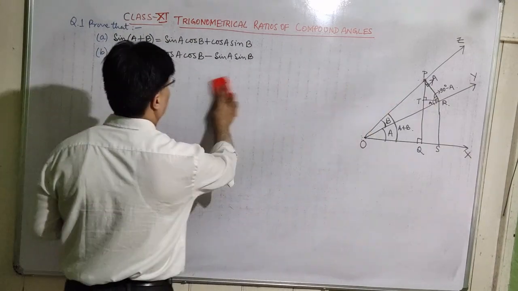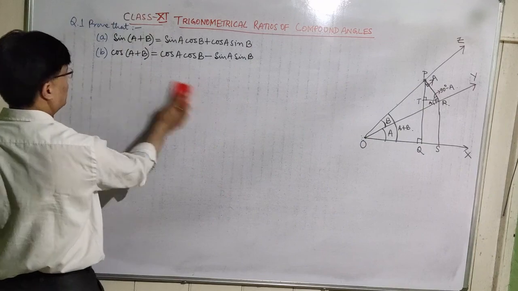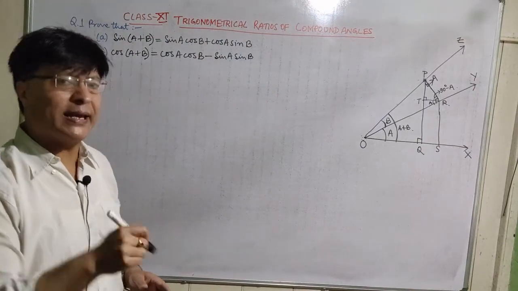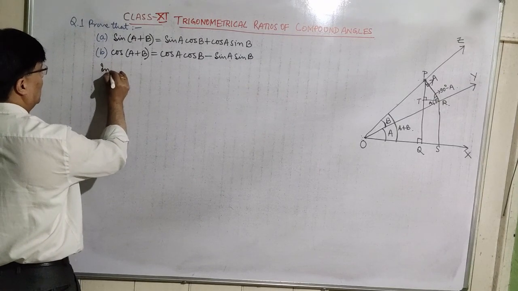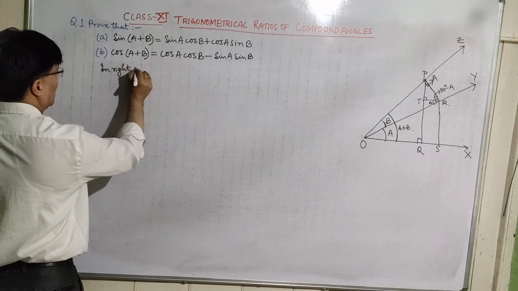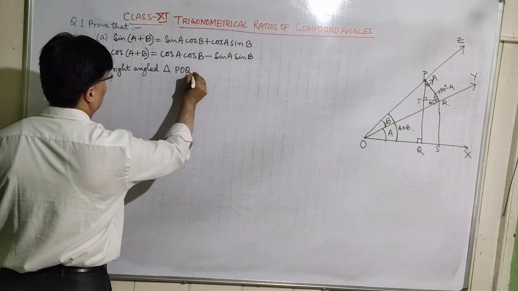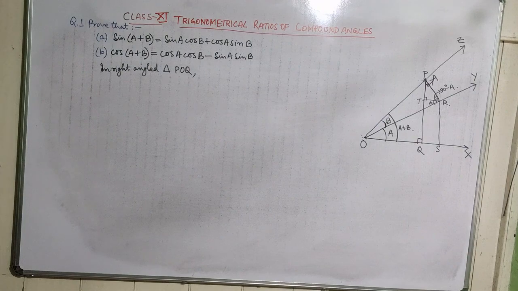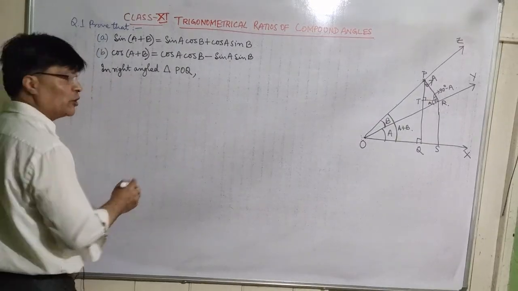So the same figure is considered now. Now we have to prove cos of A plus B. For this angle A plus B, again the same right angle triangle is considered, that is triangle POQ. So the same right angle triangle POQ is considered. Now let us prove here cos of A plus B in right angle triangle POQ.